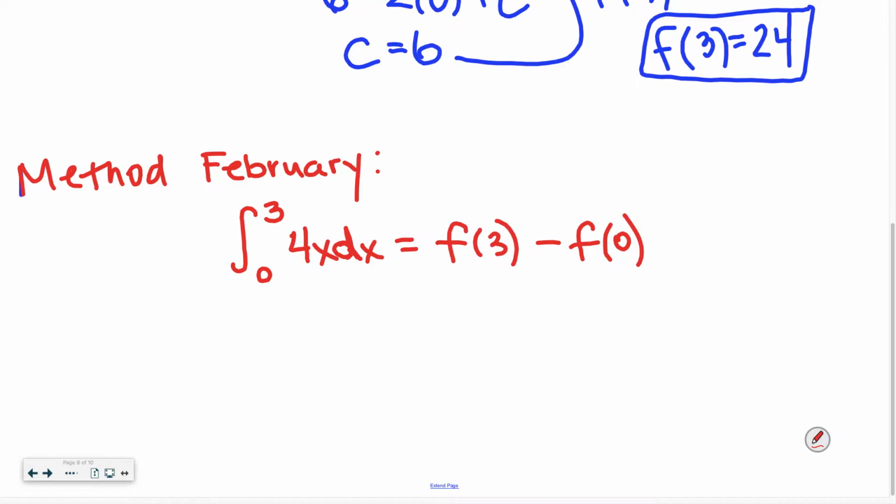Okay. Since 4x is our derivative, then the function would be its antiderivative, because we go backwards. F prime, we work backwards to f. So the integral from 0 to 3 of 4x, our derivative, would be its antiderivative at 3 minus its antiderivative at 0. Okay. So now we have a definite integral.